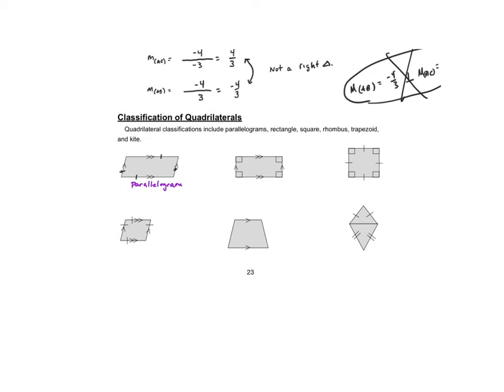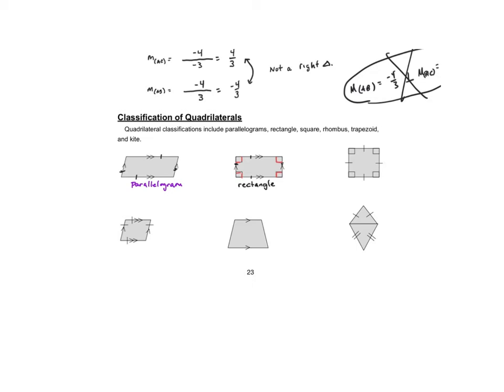And a rectangle, we have the same properties as a parallelogram. We do have two sets of opposite parallel sides again, and of course we do have the same congruency of opposite sides. The added portion of a rectangle is that we have 90-degree angles. So that is creating a rectangle.